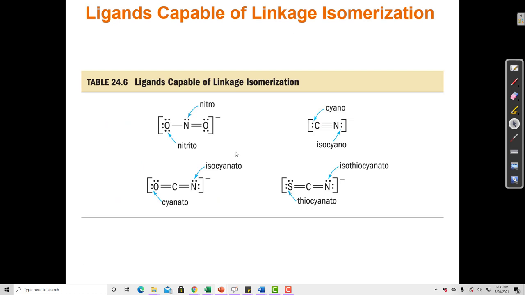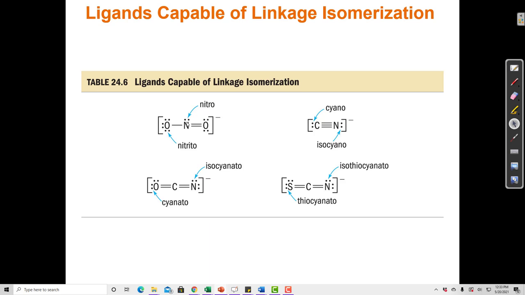Here are ligands that are capable of this linkage isomerization. The one we just saw is this nitrite group here, NO2 minus. It can bond from the electrons on nitrogen, the lone pair on nitrogen, and we would call that a nitro in the nomenclature if we were trying to name that compound.